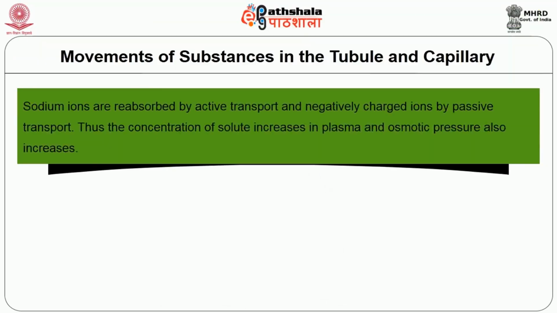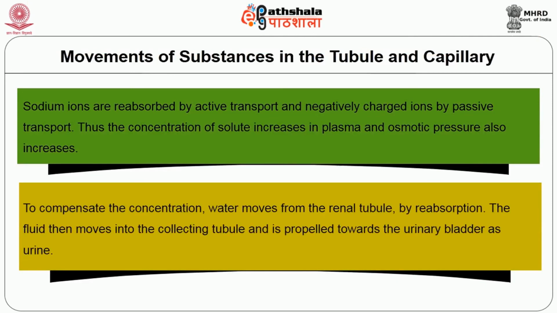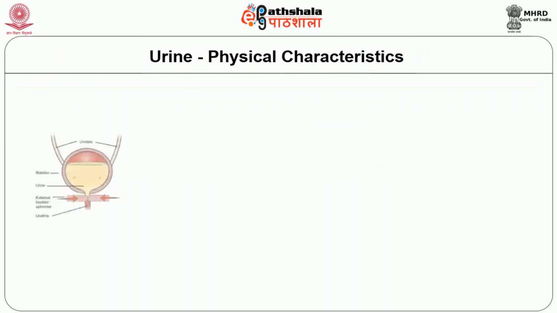Sodium ions are reabsorbed by active transport and negatively charged ions by passive transport. Thus, the concentration of solute increases in plasma and osmotic pressure also increases. To compensate for the concentration, water moves from the renal tubule by reabsorption. The fluid then moves into the collecting tubule and is propelled towards the urinary bladder as urine.